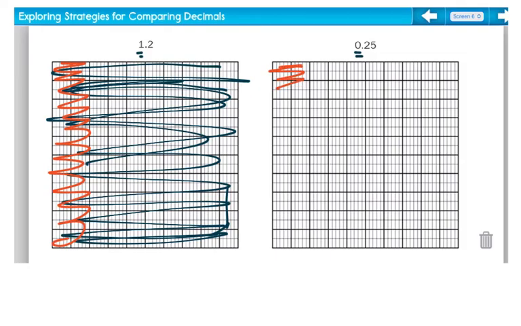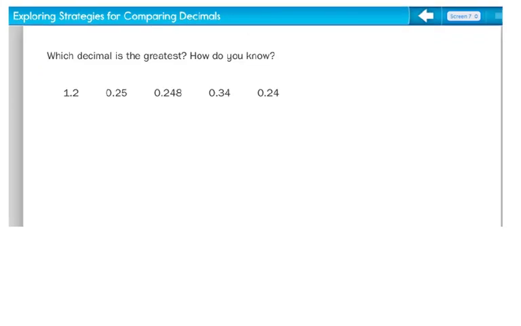This one would just be 2 and 5 more. 1, 2, 3, 4. So 1 and 2 tenths is greater than 25 hundredths. So looking at all of these decimals, which decimal is the greatest and how do you know?